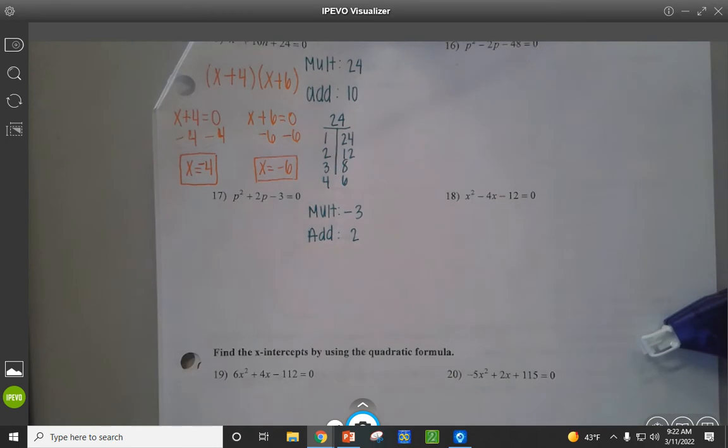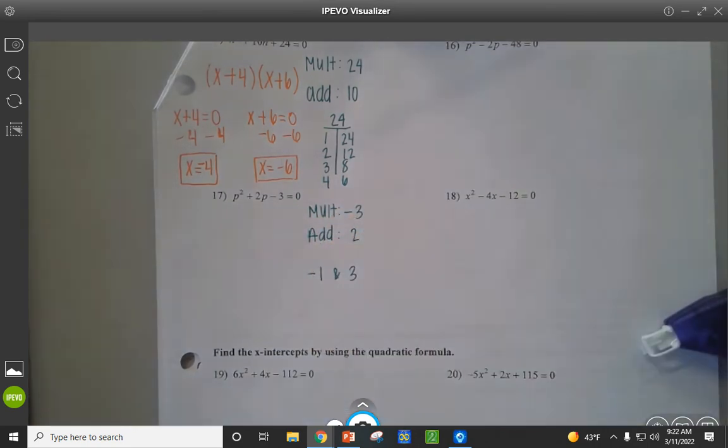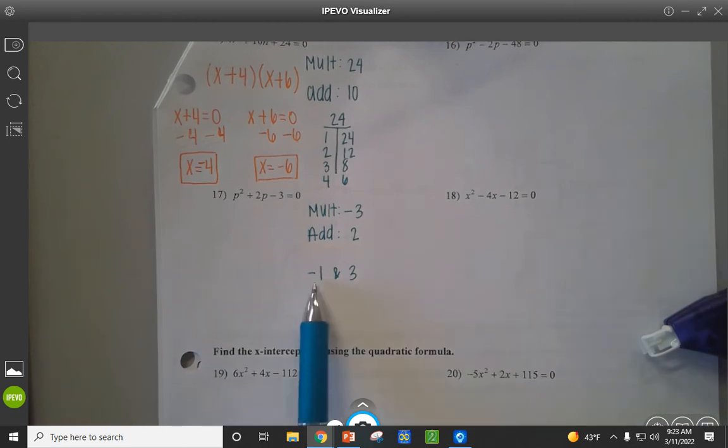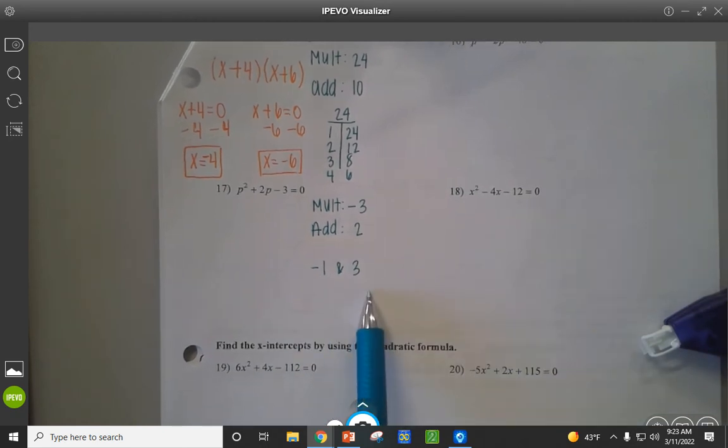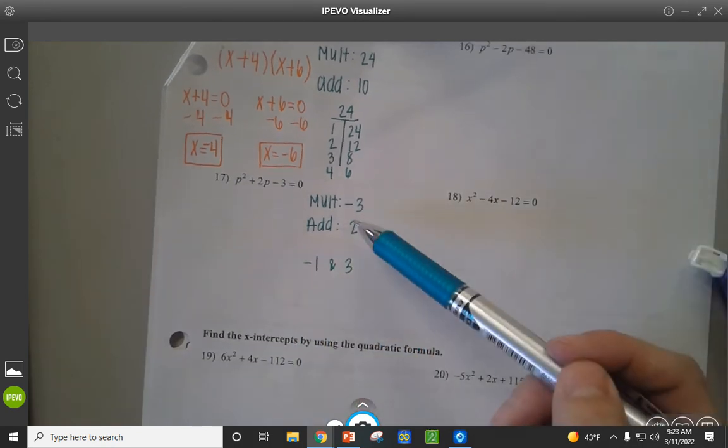Sometimes you have to guess and check in your calculator. All right, what are your two numbers? Negative 1 and positive 3. Almost right. But if you switch those on the test, you'll get it wrong. So double check: negative 1 times 3 in your calculator is negative 3. Negative 1 plus 3 is 2.